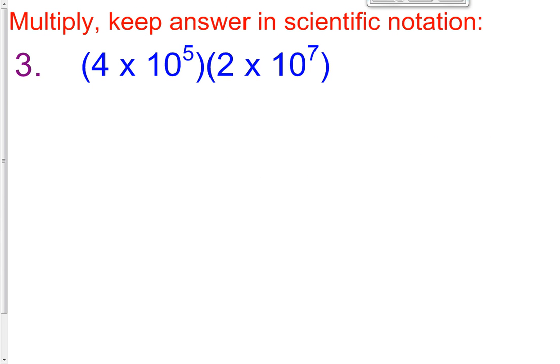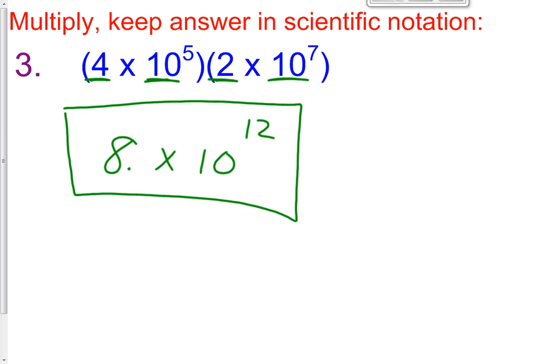Problem number 3. So now I have 2 numbers in scientific notation, and I have to answer in scientific notation. So this is very similar, where I'm going to multiply the coefficients. 4 times 2 is 8. And now I have base 10 and base 10. So if I have common bases, I'm going to use the product property, which says that if I have common bases, I'm going to add their exponents. So multiplied by 10 raised to the 5 plus 7, which is 12. 8 times 10 to the 12th. The understood decimal point is right here, and there is one non-zero digit to the left of my decimal point, so I'm done with number 3.